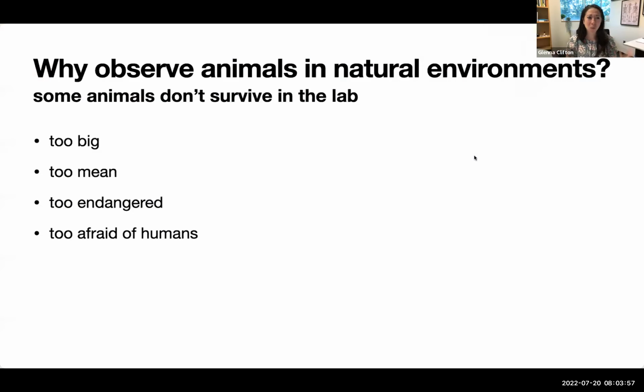So, why observe animals in natural environments? Well, there's a lot of reasons to observe animals where they actually live. One of the main ones is that a lot of animals just can't survive in lab conditions. Either they're too big, they're too mean, it's too dangerous for us, they're too endangered, they're too afraid of humans. There are some animals that just actually die when they're in captivity.